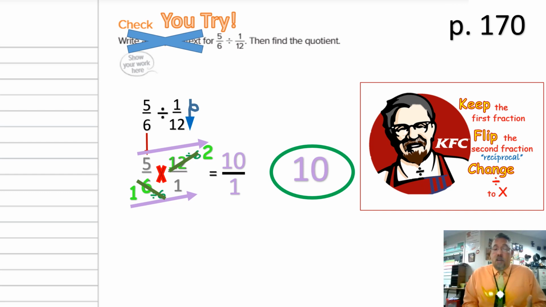Now, if you didn't get to 10 and you don't see where your mistake was, please raise your hand and ask for help. We're happy to help you. That's what we want to be able to do.